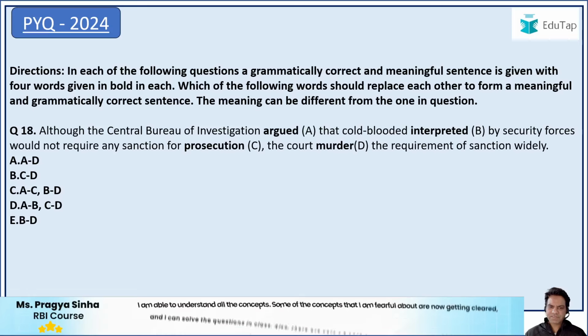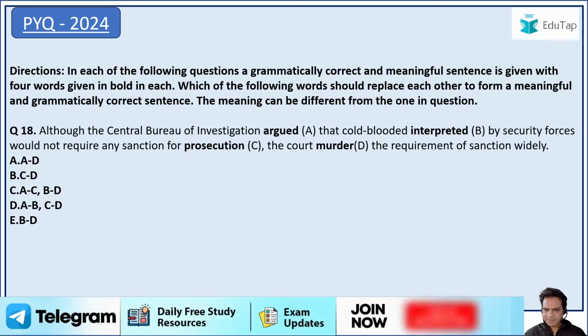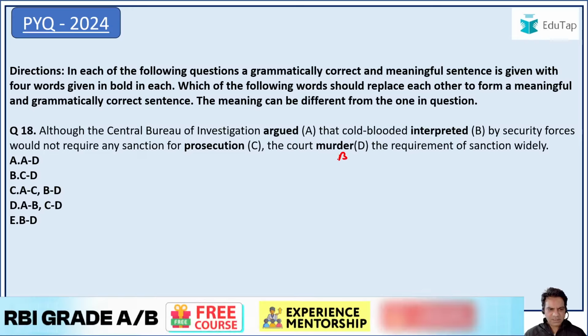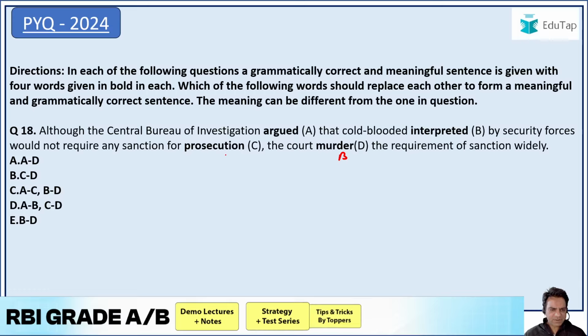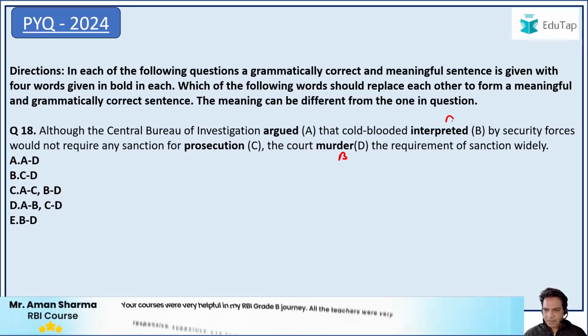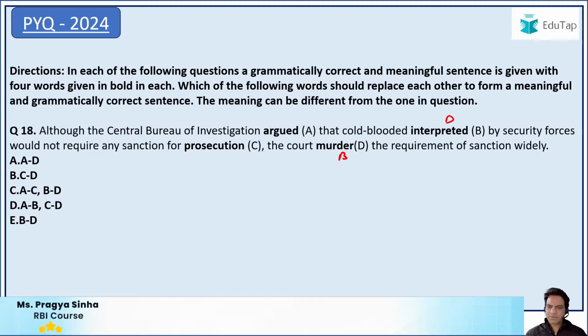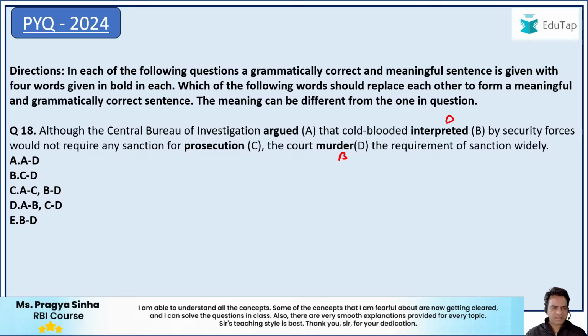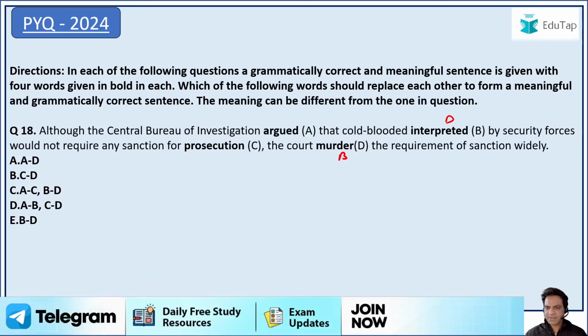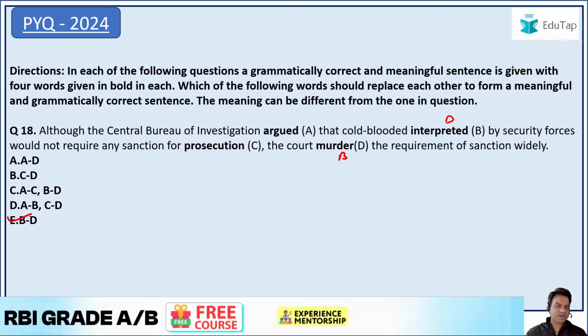Although the Central Bureau of Investigation argued that cold-blooded murder, yes. So although the CBI argued that the cold-blooded murder by security forces would not require any sanction for prosecution, the court interpreted the requirement of sanction widely. So B should be replaced with D. Option E is your correct answer, guys.